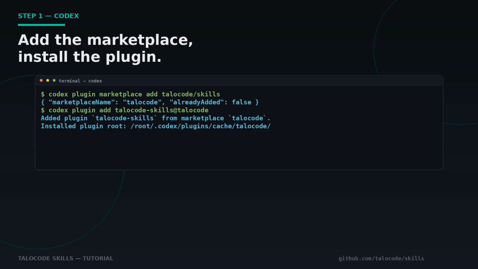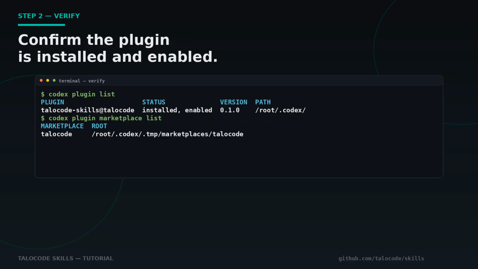After that, every skill is available, namespaced under the plugin, so the code review skill becomes Talocode Skills: Talocode Code Review. You can browse installed plugins in the plugin manager, disable the pack, or remove it at any time. The marketplace file and plugin manifest live in the public repository, so you can inspect exactly what is being installed before you trust it.